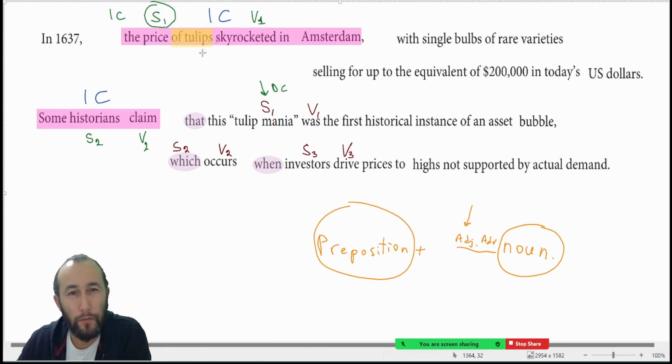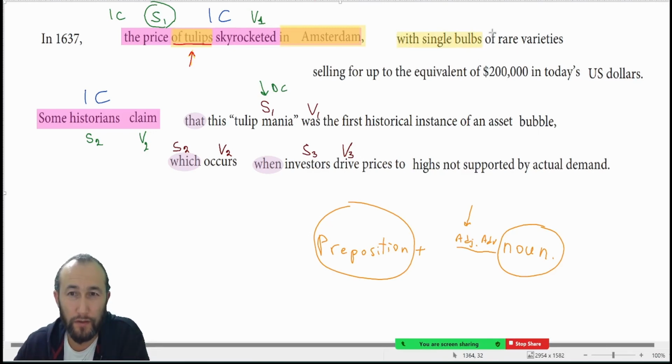So here, a lot of students think that tulips is a subject, but it is not. You have to be careful. Tulips is part of the prepositional phrase of tulips, guys. So the price is the subject. Okay. Now we got another prepositional phrase, which is here, in Amsterdam. You see, in Amsterdam. So we should understand that prepositional phrases can never come as subject.